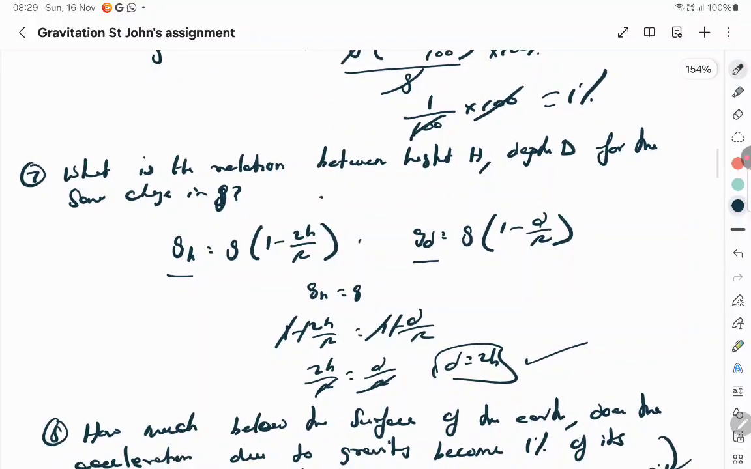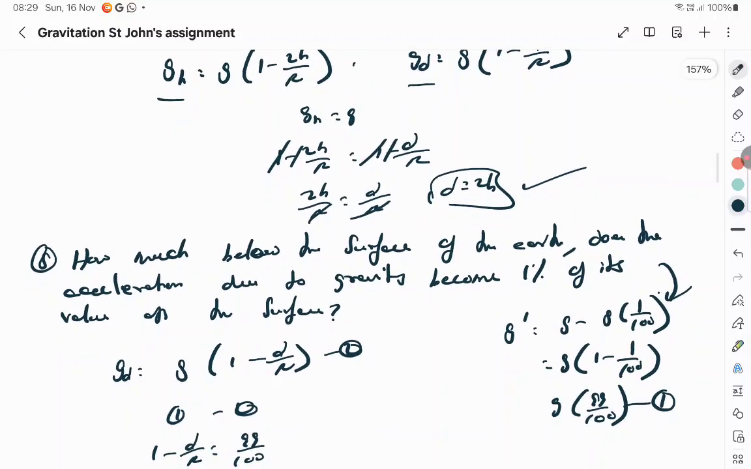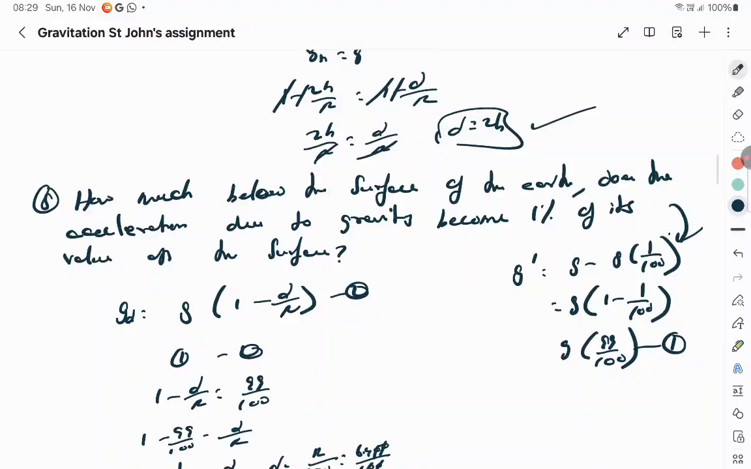What is the relation between height h and depth d for the same change in gravity? This we already learned. You equate g h is equal to g d, and d is equal to 2h. You know this. How much below the surface of the earth does the acceleration due to gravity become 1% of its value on the surface? So just put 1% of the surface value.